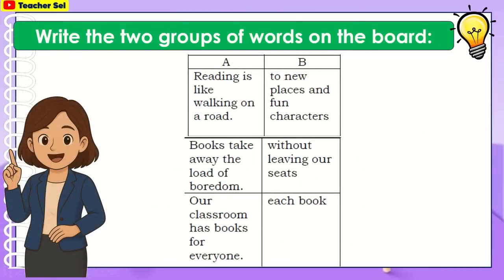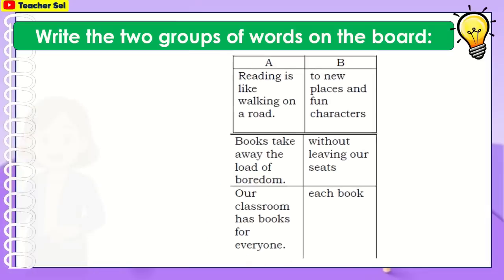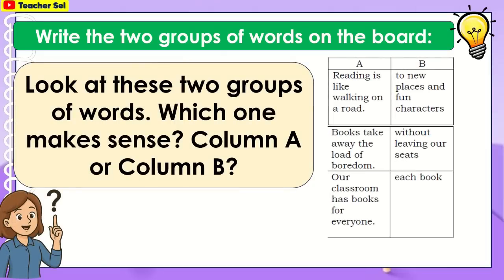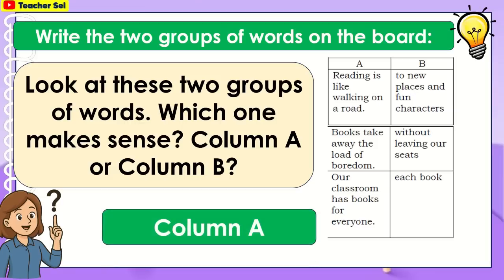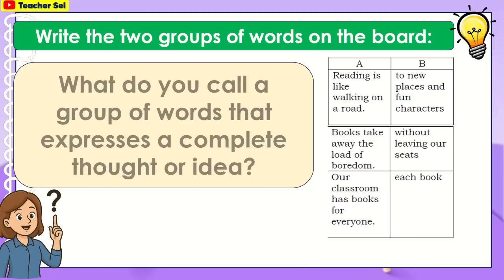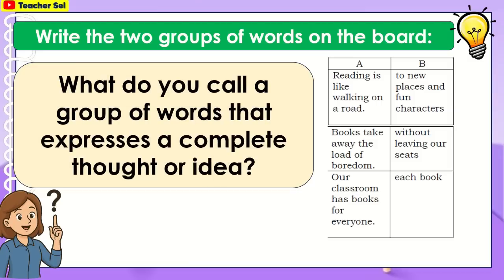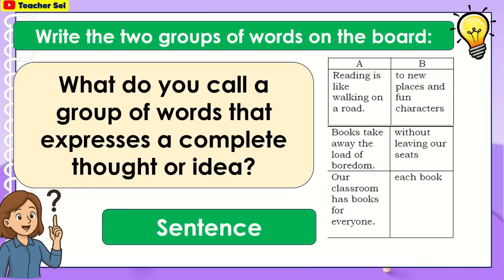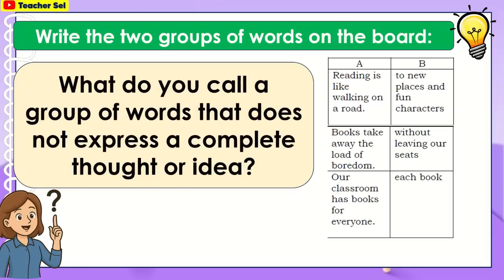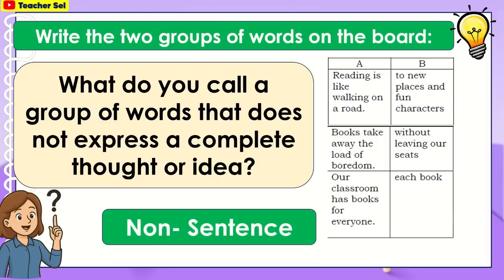Write the two groups of words on the board. Look at these two groups of words. Which one makes sense? Column A or column B? It is column A. What do you call a group of words that expresses a complete thought or idea? You're right, it is a sentence. What do you call a group of words that does not express a complete thought or idea? It is a non-sentence.